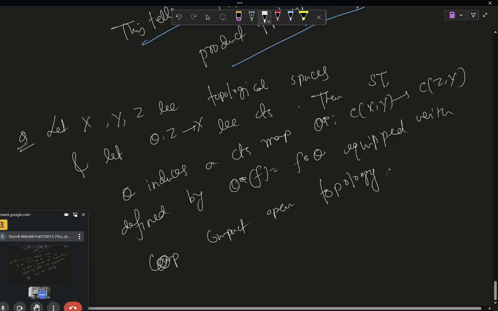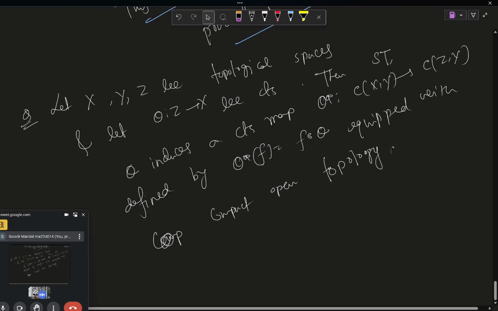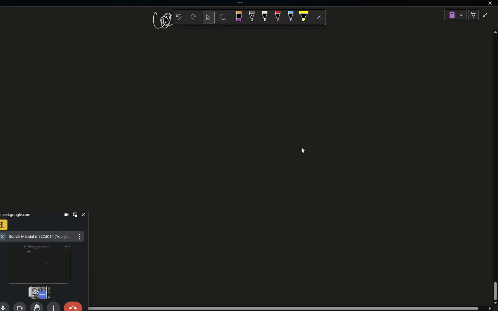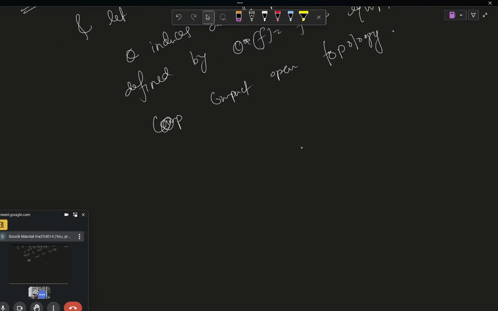Okay. So how to approach this problem? Let me repeat the question. X, Y, Z are topological spaces, theta from Z to X is continuous. Then show that theta star from C(X,Y) to C(Z,Y), defined by theta star of f equal to f composed with theta, is continuous with the compact-open topology. So basically, we need to check that theta star is a continuous map. So how to do it?